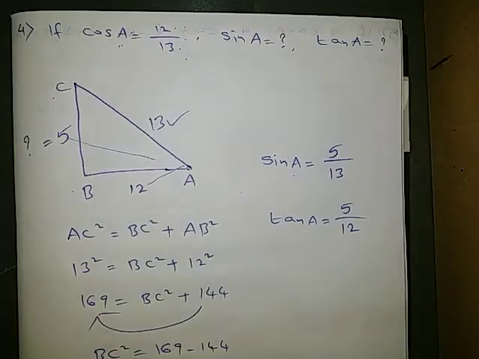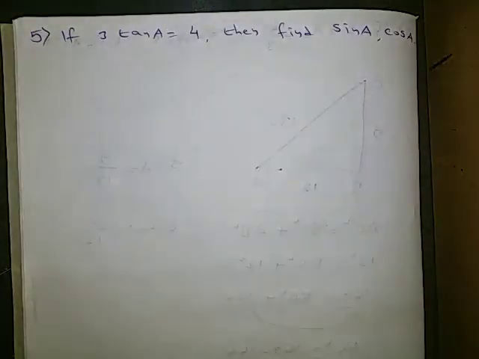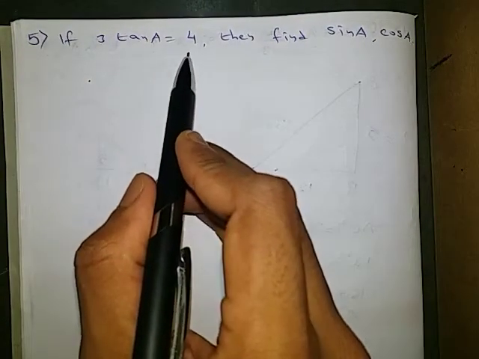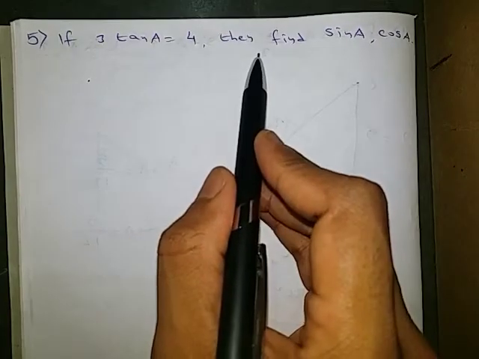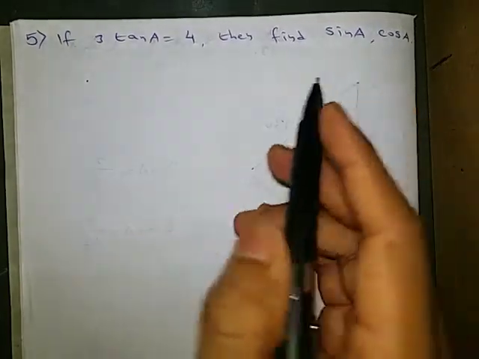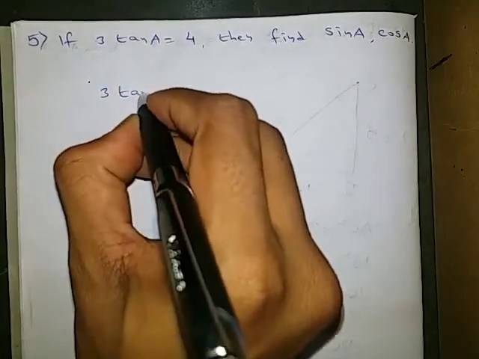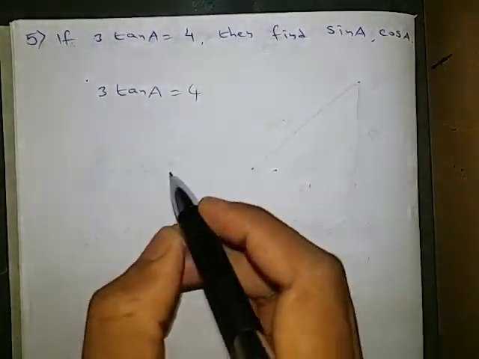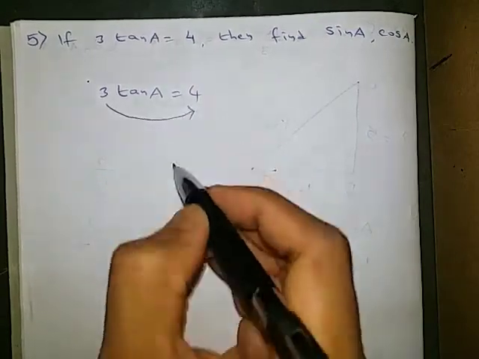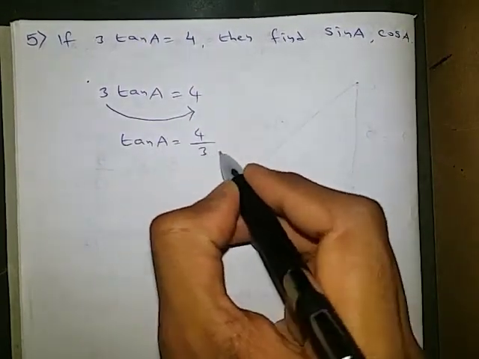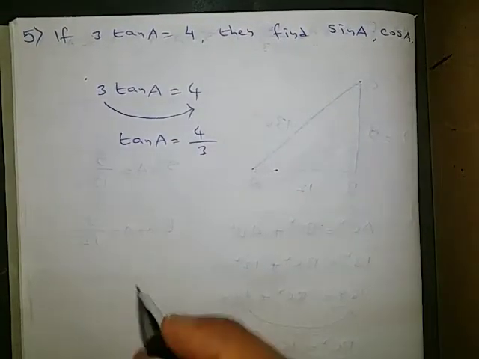Okay, let's move to the next question. The question is, if 3 tan A is equal to 4, then find the values of sin A and cos A. So 3 tan A is equal to 4. I will take 3 to the right side, so it will become tan A is equal to 4 by 3.